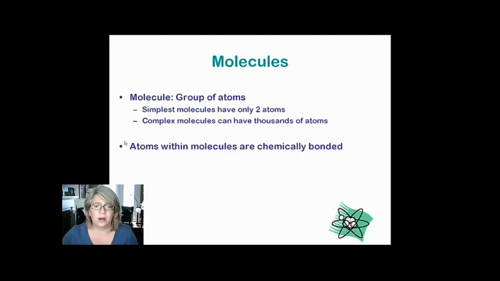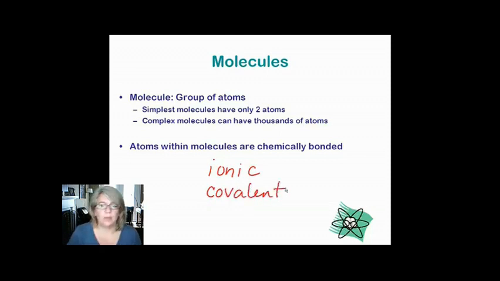And we're going to talk more about what the different kinds of bonds are in a future lesson, but I just wanted to remind you the names of those bonds. We can have an ionic bond or a covalent bond. Okay, and we'll refresh your memory on what those mean in an upcoming lesson.